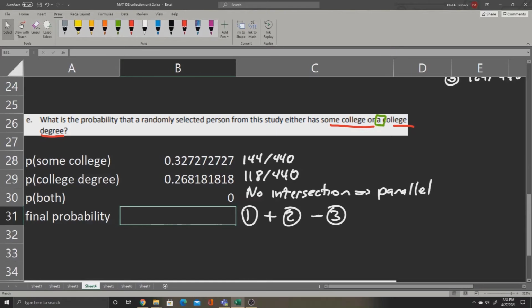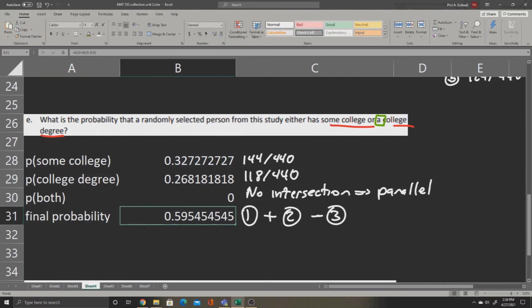Now, to get our final probability, we take the first answer, add the second answer, and subtract the third answer. And we get an answer of 0.5954. We can reduce the decimal places by going to Home and clicking the Reduce Decimal button a few times. This will give us our probability of having either some college or a college degree.